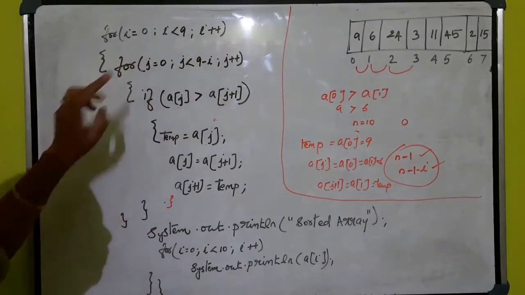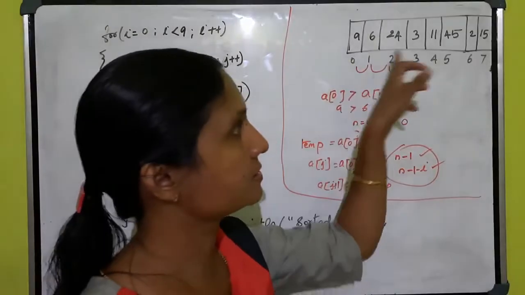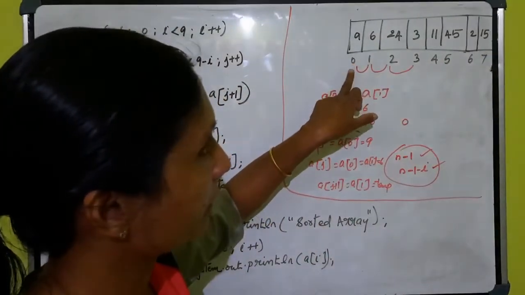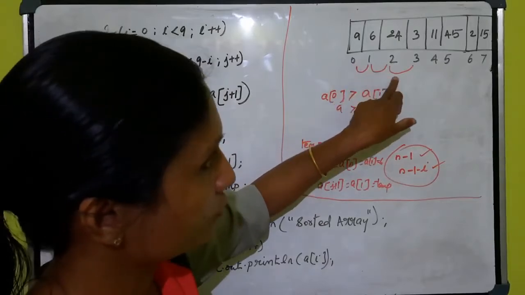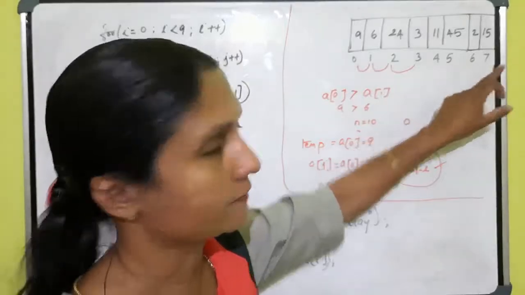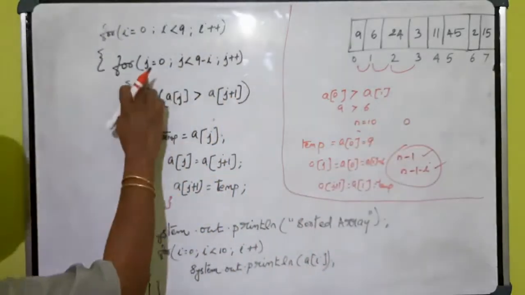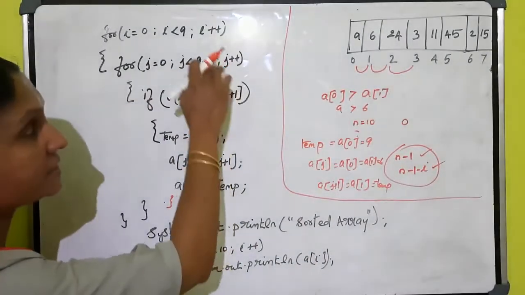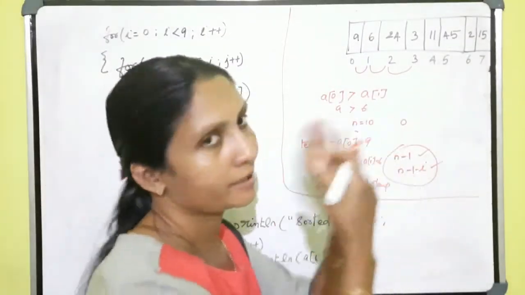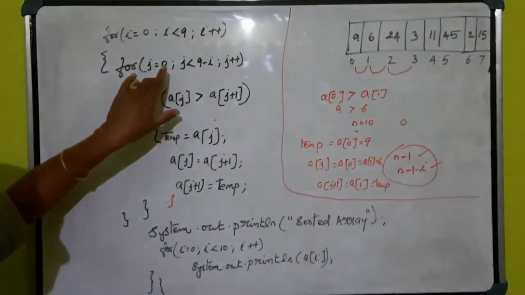What is the use of this loop? Just imagine these are the numbers, okay? And we are comparing, first time 0 to 1, next time 1 to 2, next time 2 to 3, then 3 to 4, 4 to 5, 5 to 6, 6 to 7, like this way. For that purpose, I am using one more loop. Each time we need to compare the first column with the second column, then the third one, like that way. For that purpose, I am using this loop.